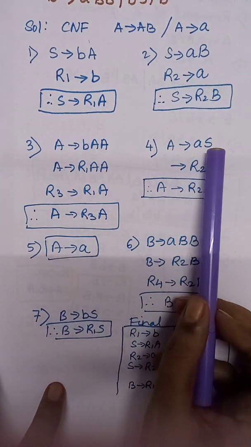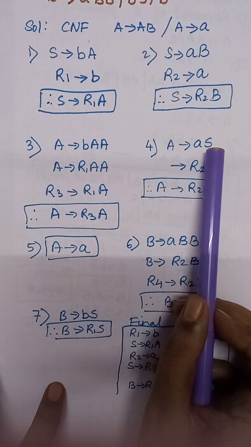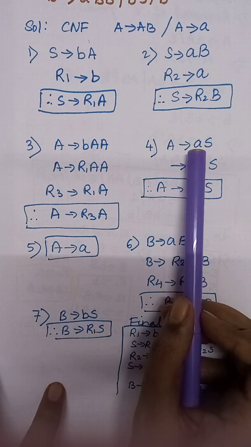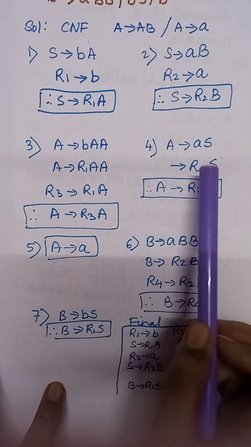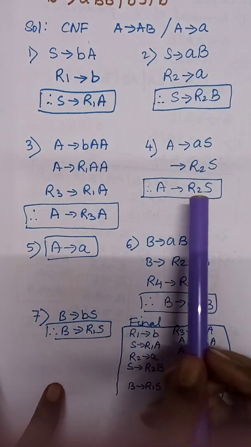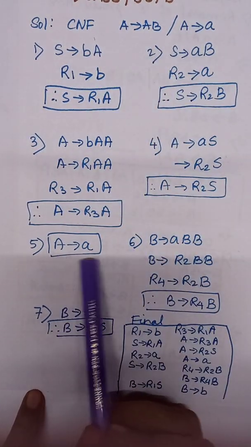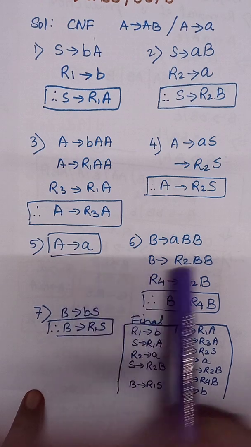Now A is producing AS. Here again two non-terminals are required, out of which the first is already present. So this terminal A has to be replaced by R2, which we had already taken. R2 is producing A. So this A is replaced by R2. So A is producing R2 and S. The next one is A is producing A, which is already in the CNF format.